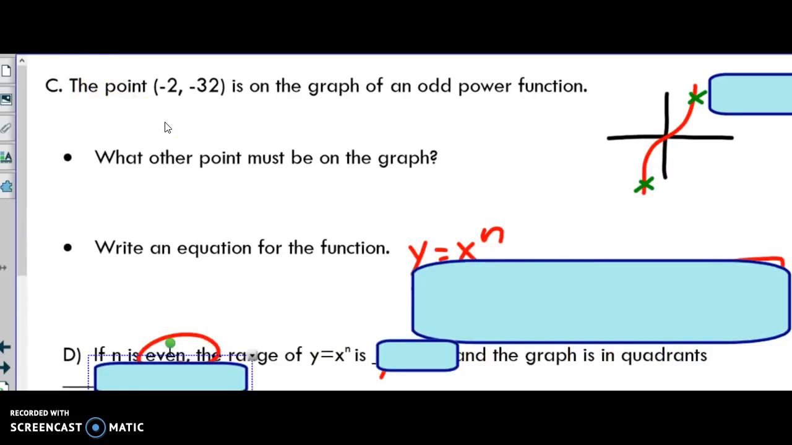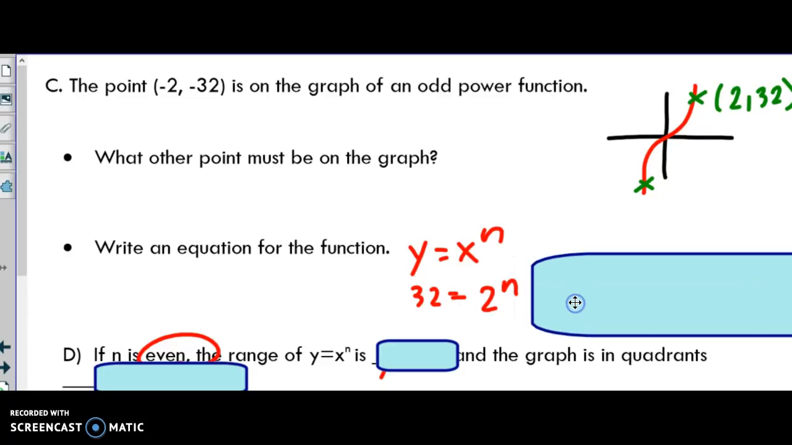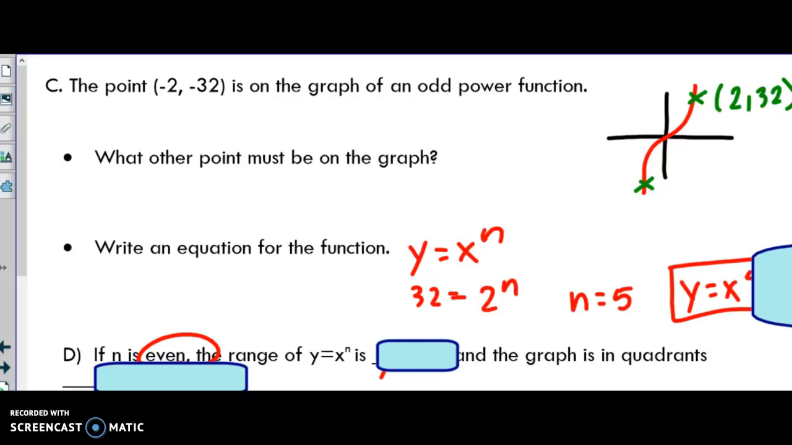The point (-2, -32) is on the graph of an odd power function. What other point must be on the graph? So I sketched here an odd power function. That's your S curve. (-2, -32) is down here. So if I think about the symmetry, that would also give me this point up here, which would then be (2, 32). If I wanted to know the equation for that, everything is in the form y equals x to the n, so what I need to do is figure out what exponent that needs to be. So I can plug in -2 and -32, or 2 and 32, to that equation, and figure out n should be 5, because 2 to the 5th is 32. So then your equation would be y equals x to the 5th for your final answer.